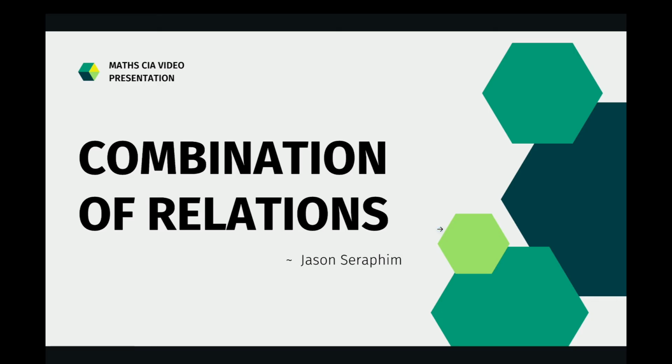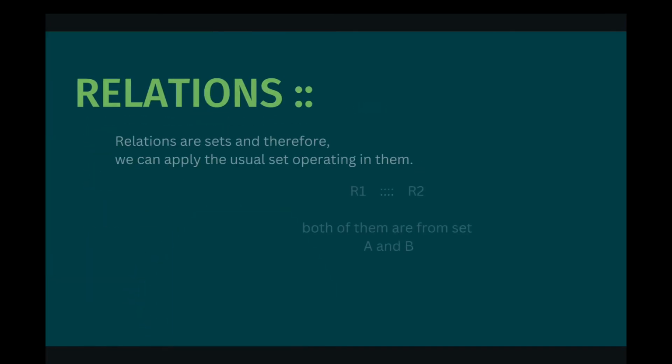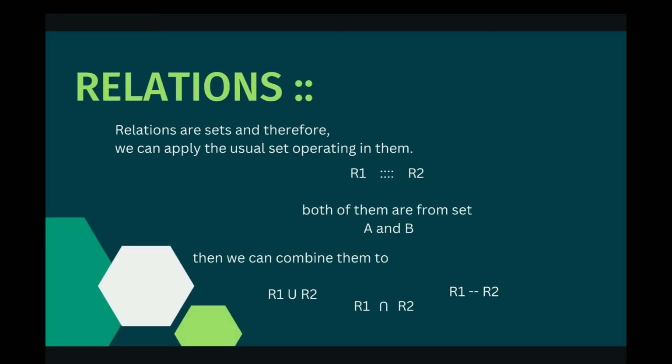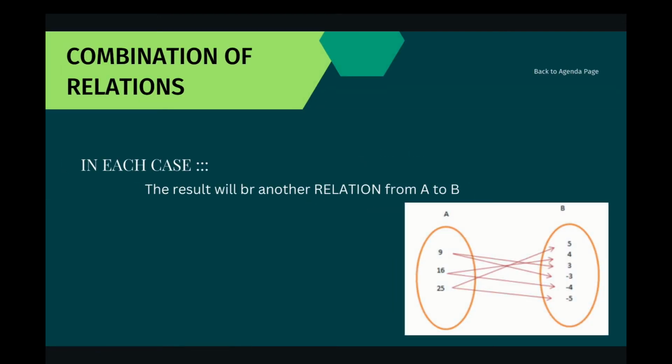Now, we are going to talk about combinations of relations. In this, we are going to cover three types of combinations of relations: union, intersection, and subtraction. What are relations? Relations are sets, and therefore we can apply the usual set operations on them. For R1 and R2, both relations from set A to B, we can combine them into R1 union R2, R1 intersection R2, and R1 minus R2. In each case, the result is another relation from A to B.